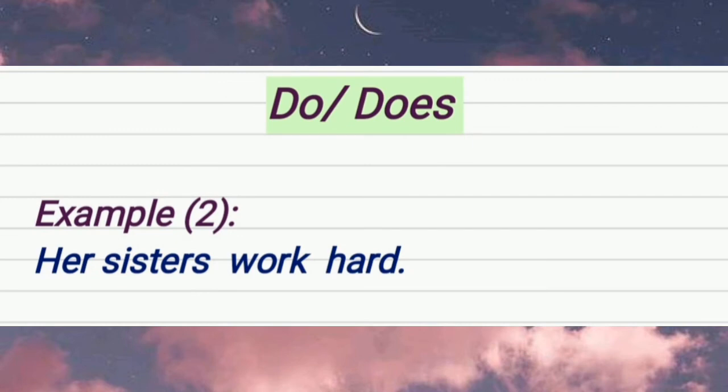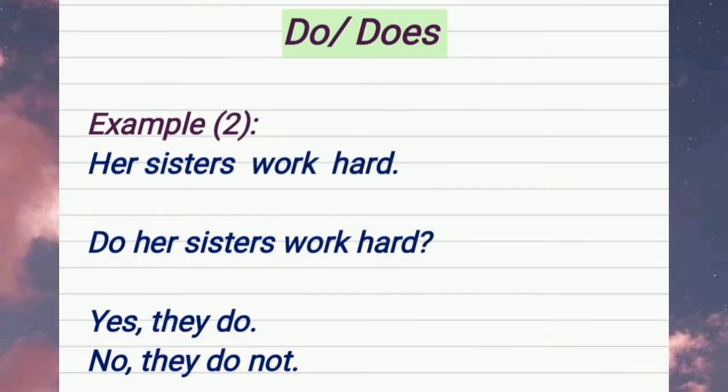Here we have this example. Her sisters work hard. The verb here is an action verb, and the verb here is work. The subject is her sisters. Her sisters is a plural subject. That means they work hard. So to make it a yes or no question, I should use do. And the question will be as the following. Do her sisters work hard? The answer is either yes, they do, or no, they don't.